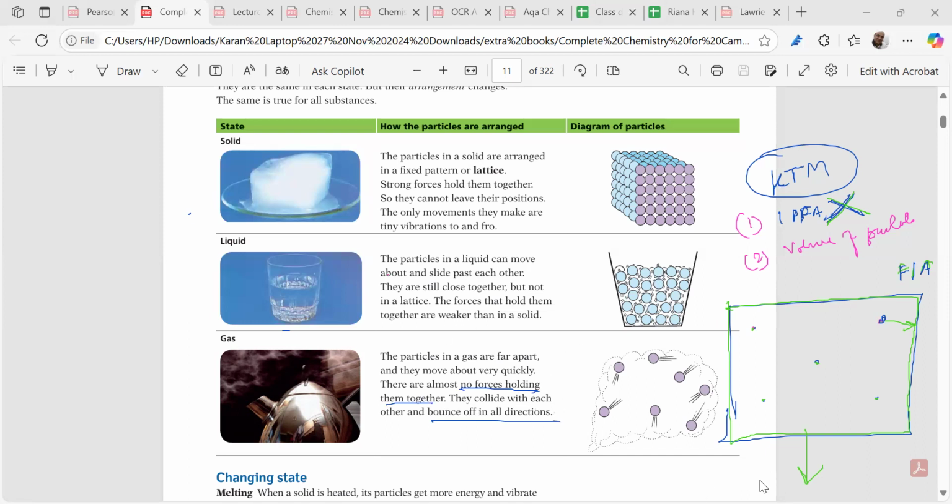Now tell me one thing. If we increase the heat, will the kinetic energy of the gas increase? If we increase the temperature, what happens? The kinetic energy increases. So they will be banging on the walls of the container with more force, or less force, or the same force? Will they collide with the walls of the container with more force or less force?